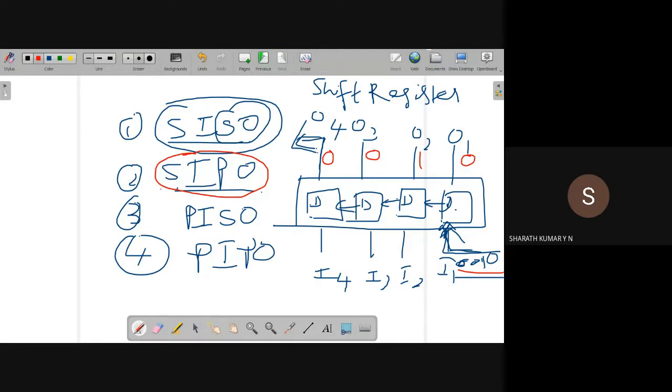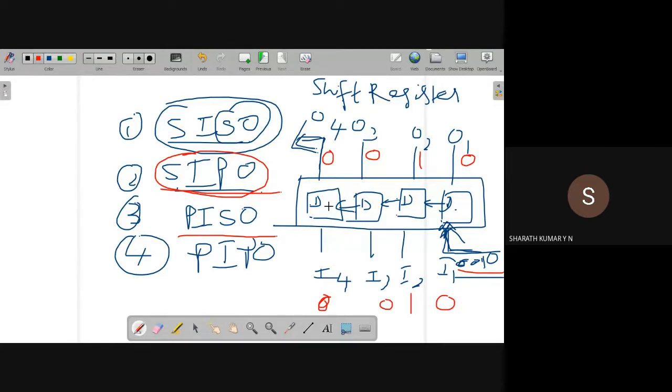We can call it a serial input, parallel output shift register. Next, parallel input, serial output. We are providing the data parallelly through all the inputs: 4-bit register, 4 inputs, 0010. We can obtain the data. We'll first load the data.